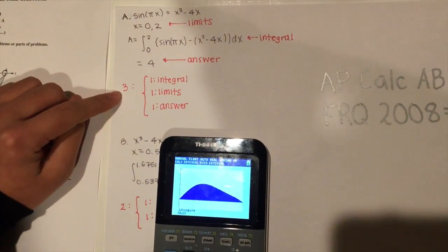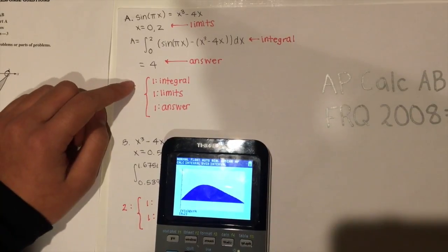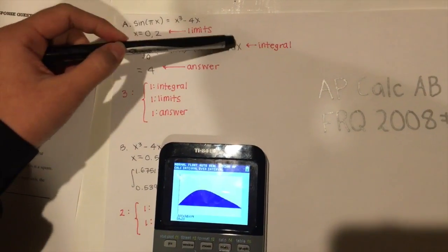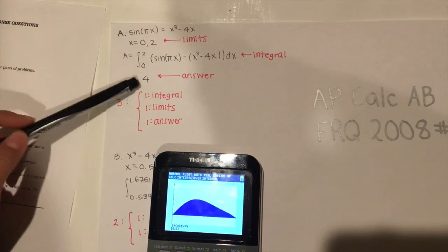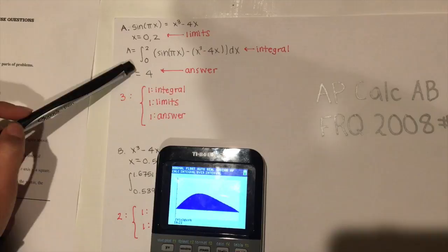And for this problem, it's out of 3 points. In order to get full points, you need the integral, so what's inside the integral. To be correct, you need the limits, so 0 and 2, and you also need the correct answer.